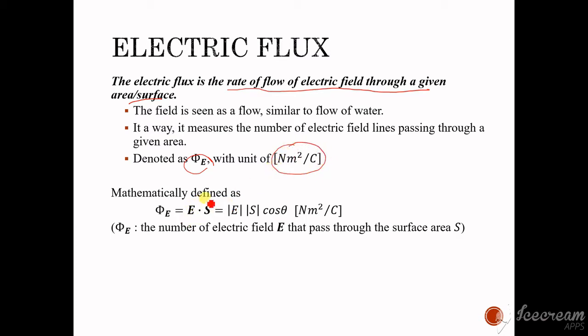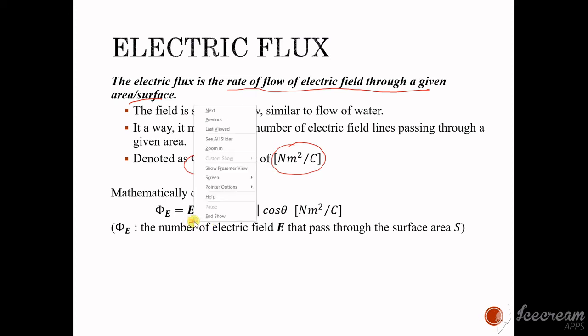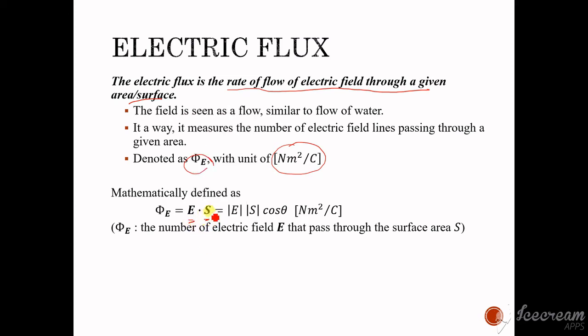Okay, so it is mathematically defined as the dot product between the vector itself and that particular surface where the electric field is going through. So, the dot product between E and the surface, which can also be translated into the magnitude of the electric field, the surface area, and the angle theta between the electric field and the normal to the surface.